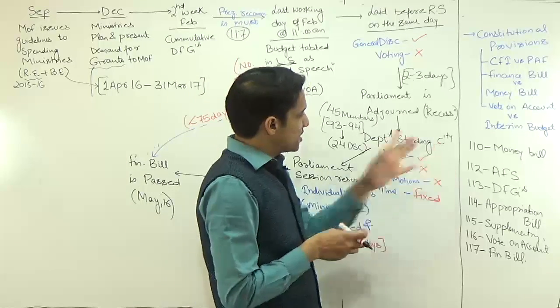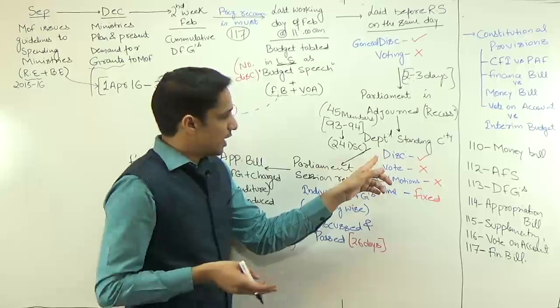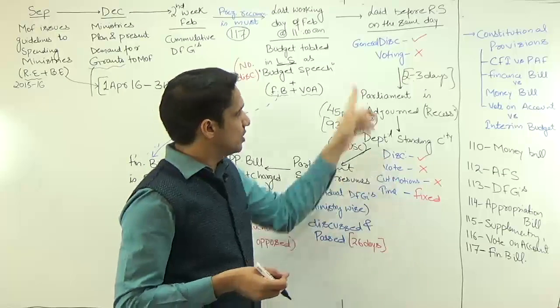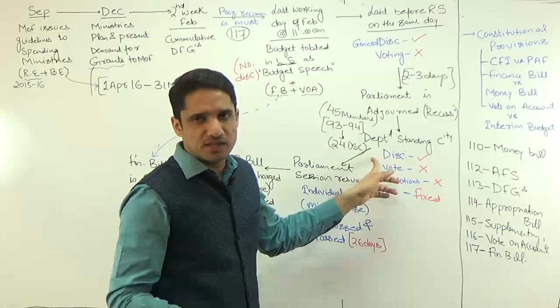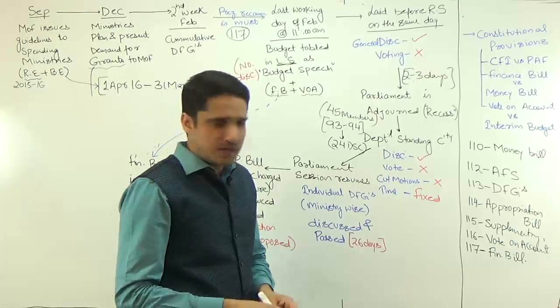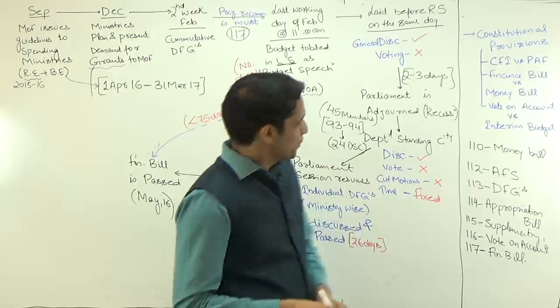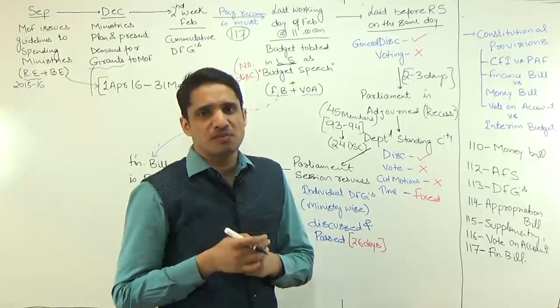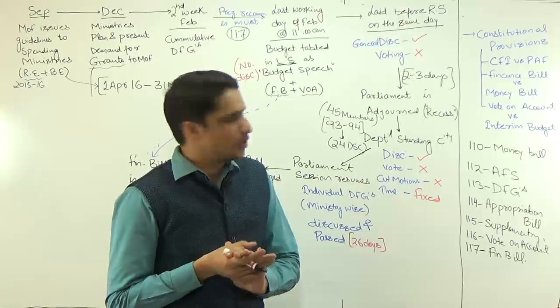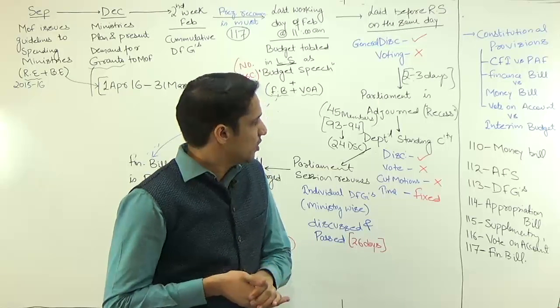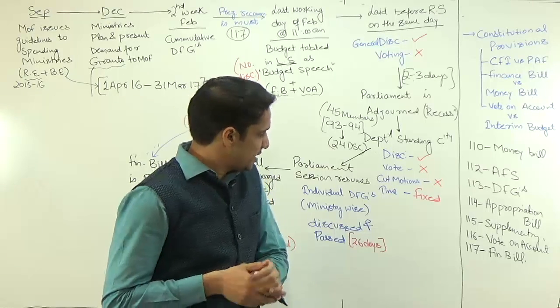In this departmental standing committee, can there be a discussion on this budget? The answer is yes. That is the role of the departmental standing committee. Can they vote? The answer is no. Nobody can vote on a money bill except the Lok Sabha. So voting cannot be done in departmental standing committees.